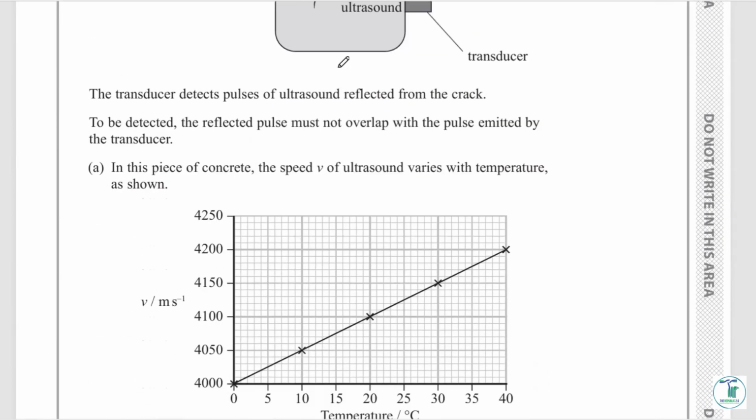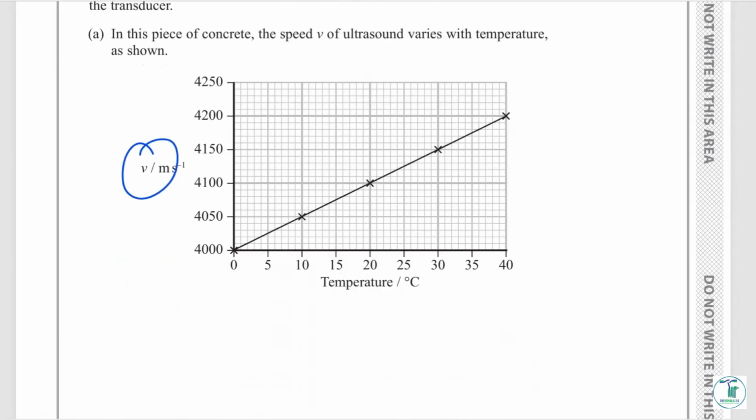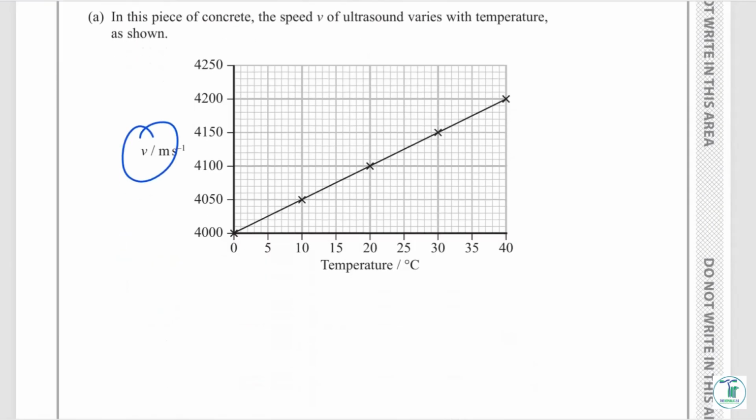The transducer detects pulses of ultrasound reflected from the crack. To be detected, the reflected pulse must not overlap with the pulse emitted by the transducer. You've got the V over here and you've got the temperature, because the speed of the ultrasonic waves should change with respect to the temperature.